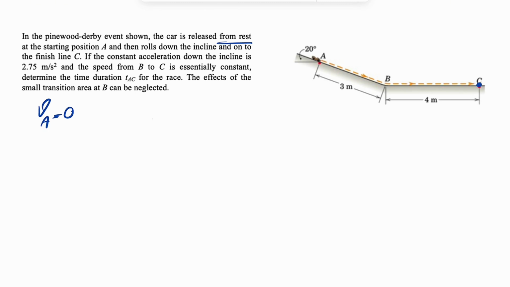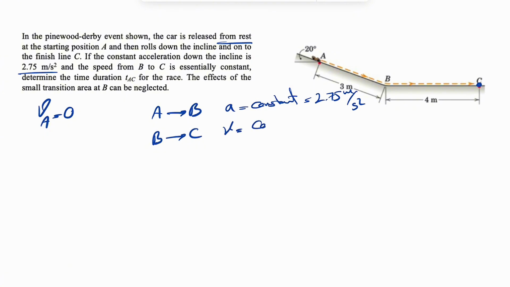And we have a constant acceleration down the incline. So from A to B, we have constant acceleration, and it is equal to 2.75 meters per square second. We also know that the speed from B to C is constant, meaning our acceleration is 0. As we know, acceleration is the derivative of the speed over time, or the change in the speed over time. When we have a constant speed, the acceleration will be 0.